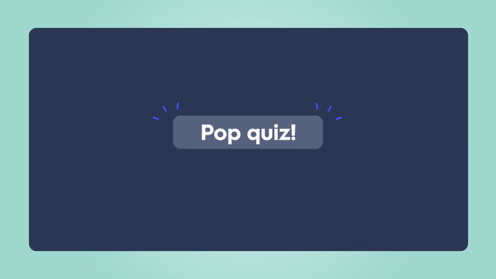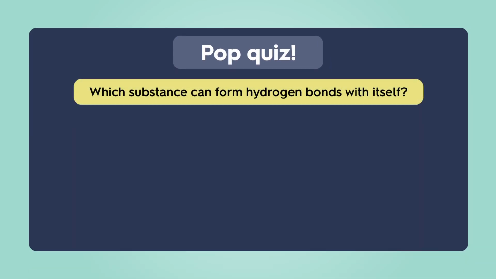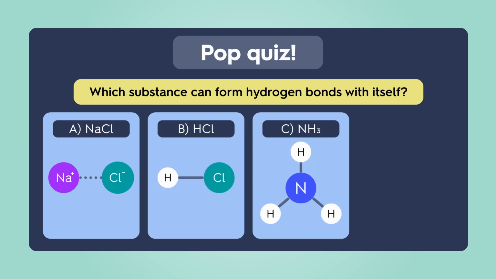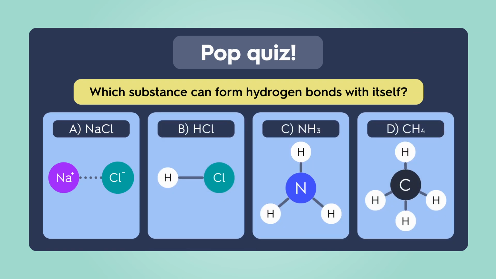Pop quiz. Which substance can form hydrogen bonds with itself? Sodium chloride, hydrogen chloride, ammonia, or methane? Lock in your answer. We will reveal it soon. And by the end of this video, you will know exactly how to spot it fast.